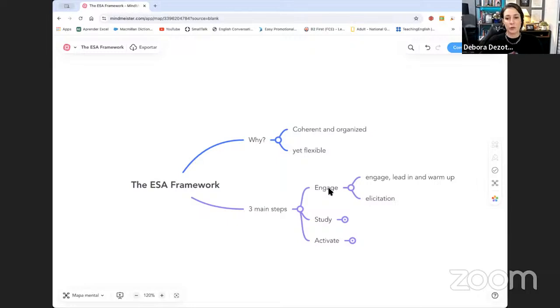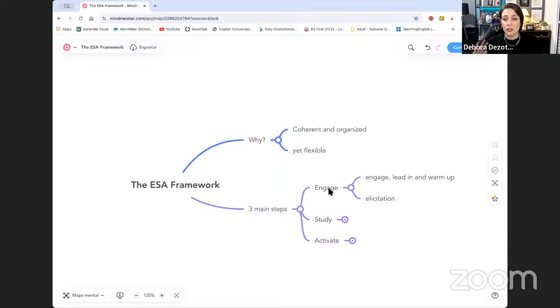That's very important. And in this way, this is how the warm-up differs from the engage and the lead-in stage. Remember, warm-up might be connected to the lesson or not. Engage and lead-in are always connected to the lesson. And then another phase of the engage stage that's very important is called elicitation. Have you ever heard about elicitation? Let me know if you know what elicitation is.